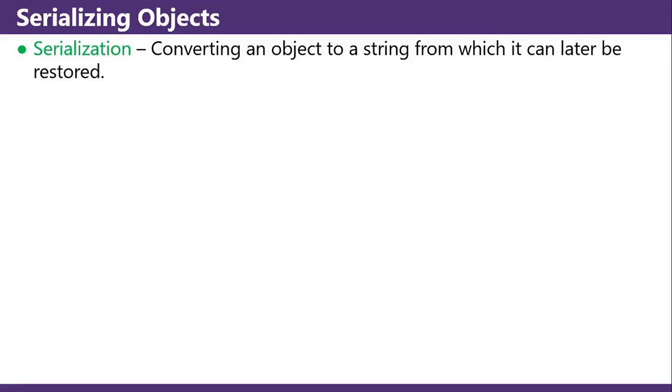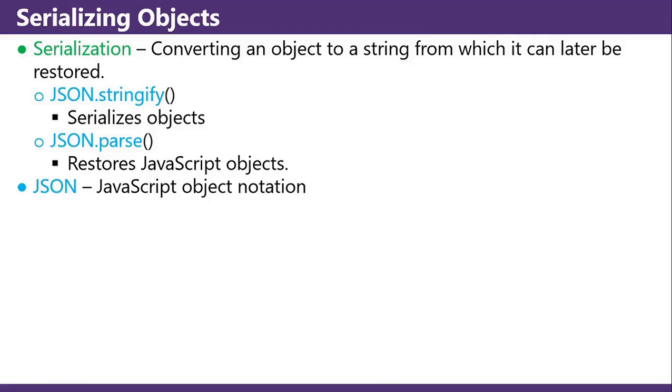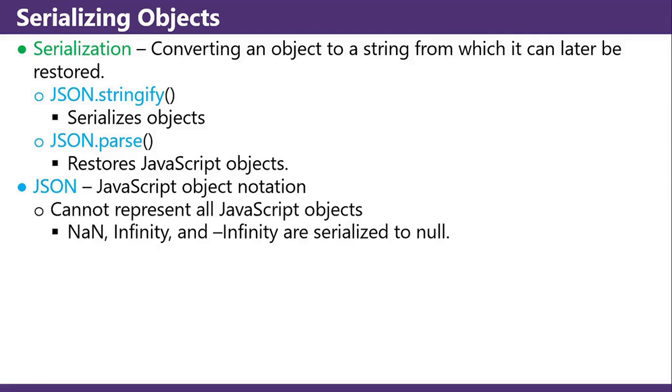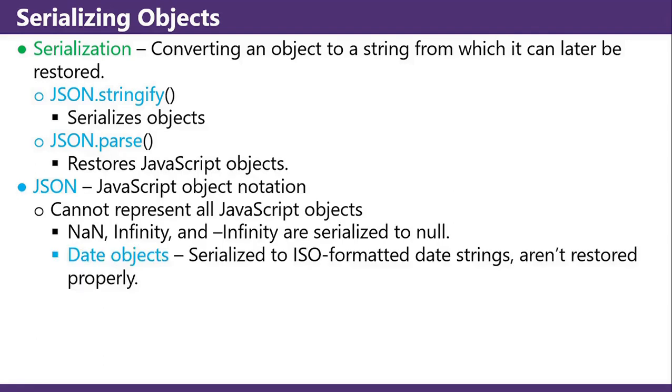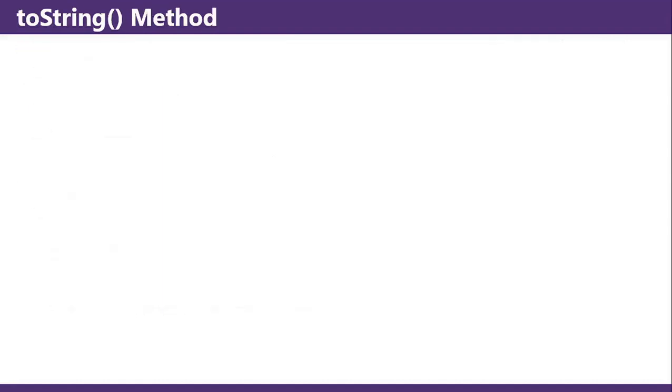Serializing objects. Serialization is converting an object to a string from which it can later be restored. JSON.stringify serializes objects. JSON.parse restores JavaScript objects. JSON, JavaScript Object Notation, cannot represent all JavaScript objects. NaN, Infinity, and -Infinity are serialized to null. Date objects serialize to ISO-formatted date strings and aren't restored properly. Functions, regular expressions, errors, and undefined can't be serialized or restored.